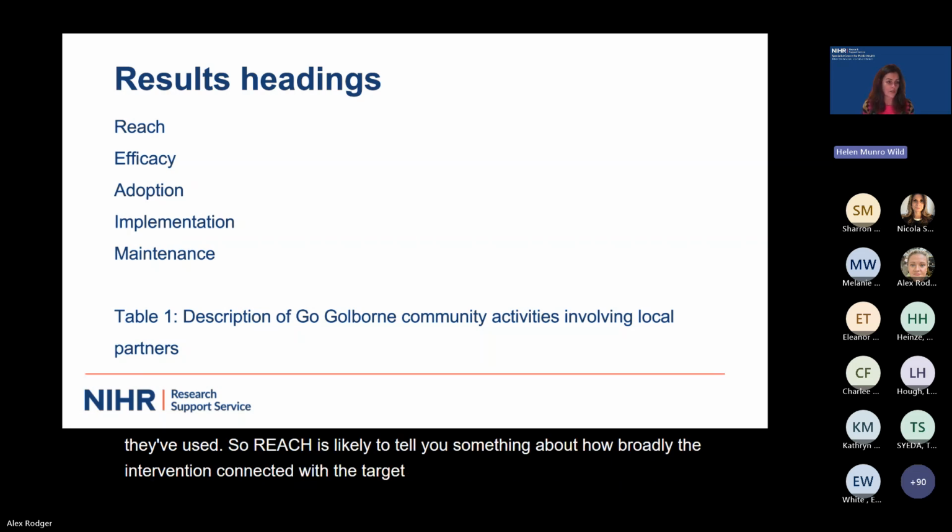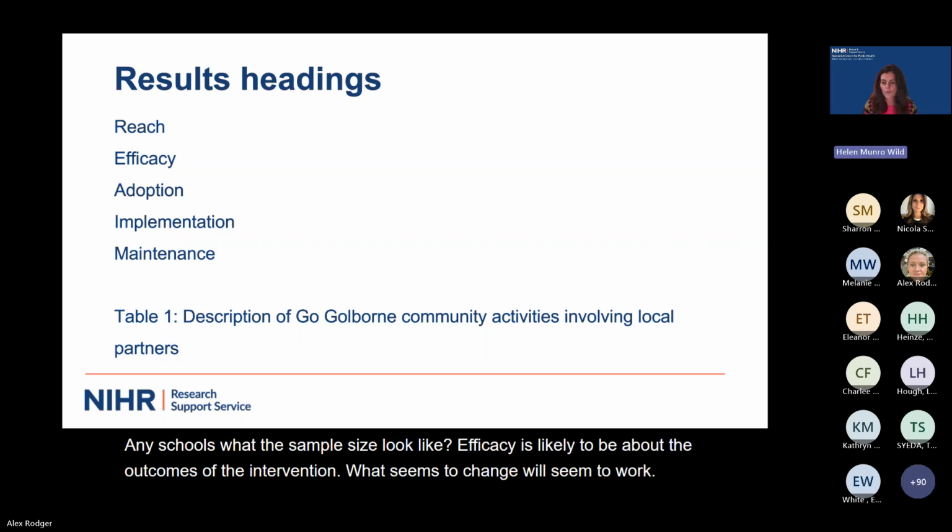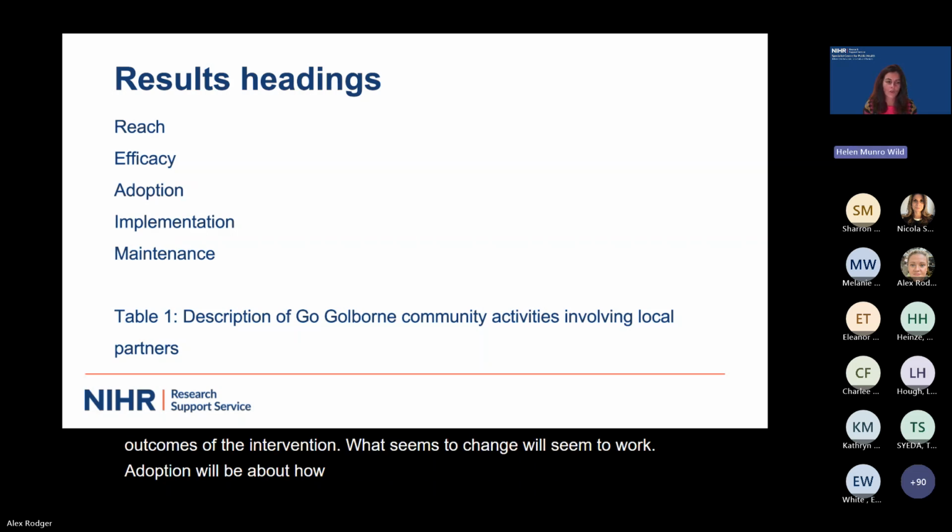So how many schools, what the sample size looked like. Efficacy is likely to be about the outcomes of the intervention, what seemed to change or seemed to work. Adoption will be about how many community members took on the intervention, so how many schools were involved, and within those schools, how many children were involved.